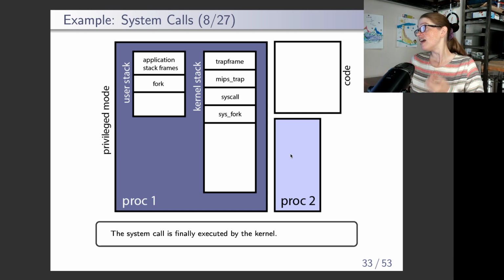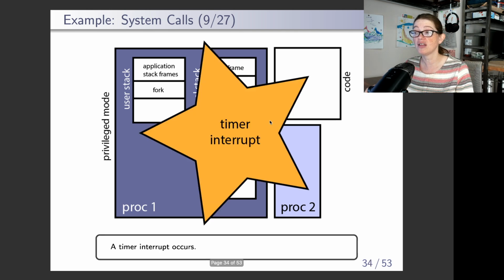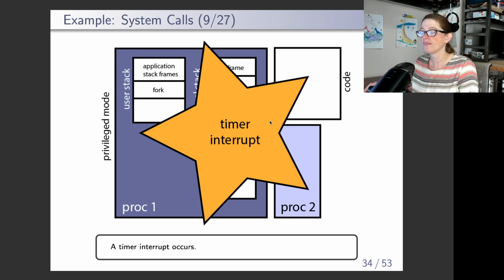Now, remember, interrupts are on. Exceptions are on, which means we could actually have a timer interrupt right now. So let's do it. There you go. Timer interrupt. While we were in the kernel doing the system call. Uh-oh.